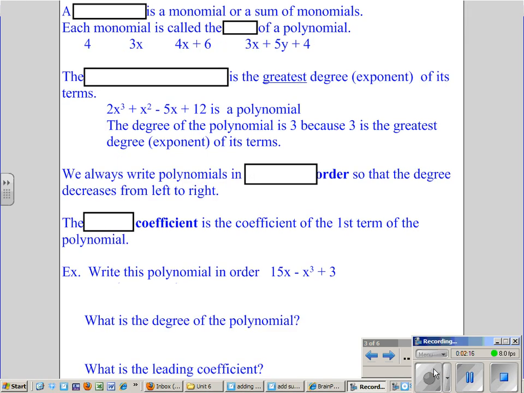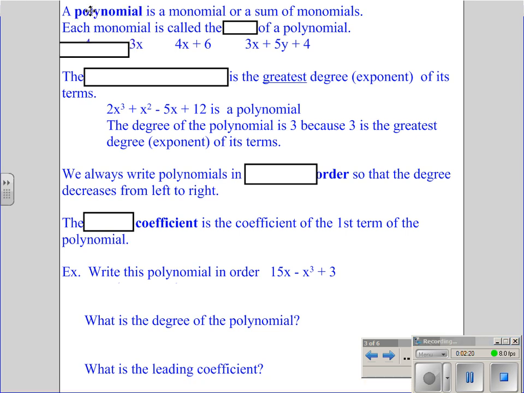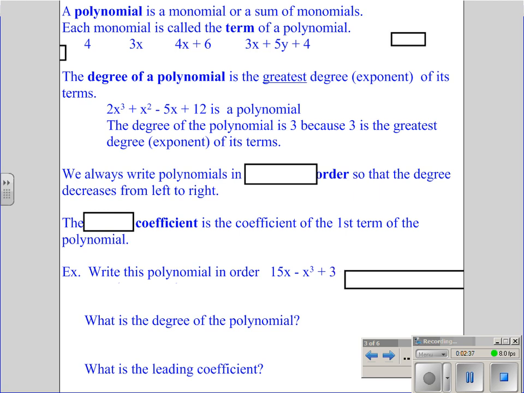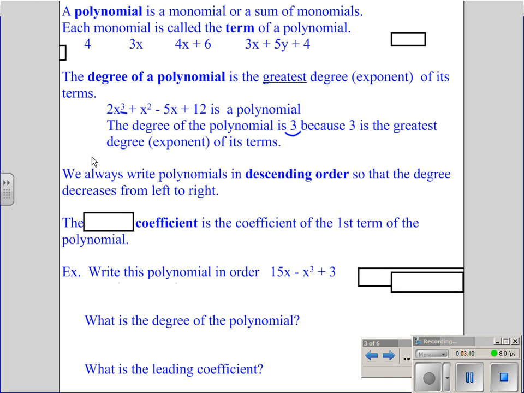A polynomial is a monomial or a sum of monomials. Each monomial is called a term of the polynomial. The degree of a polynomial is the greatest degree of its terms. For example, 2x cubed plus x squared minus 5x plus 12 is a polynomial. The degree of the entire polynomial is 3. We don't add them to find the degree. It is just the largest one, which is 3. We always write polynomials in descending order so that the degree decreases from left to right.